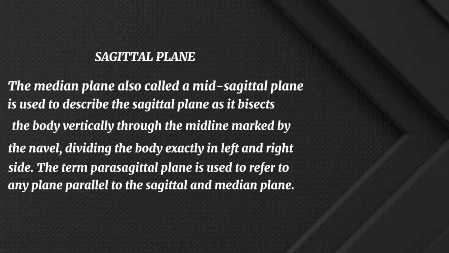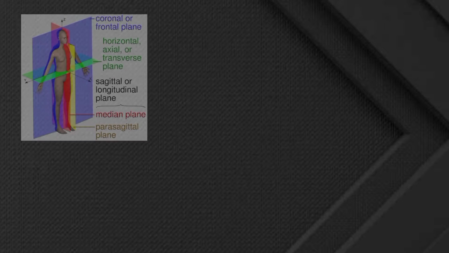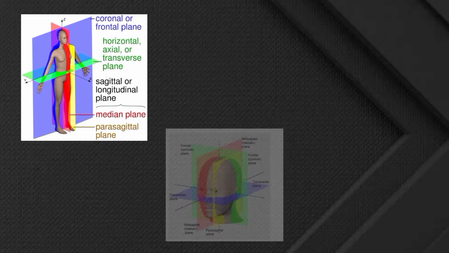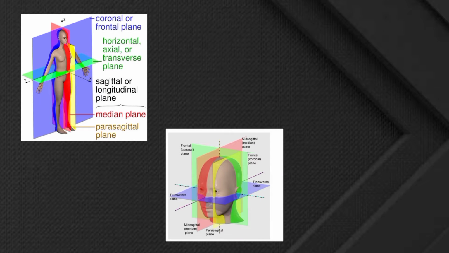The median plane, also called the mid-sagittal plane, is used to describe the sagittal plane as it bisects the body vertically through the midline marked by the navel, dividing the body exactly into left and right sides. The term parasagittal plane is used to refer to any plane parallel to the sagittal and median plane.